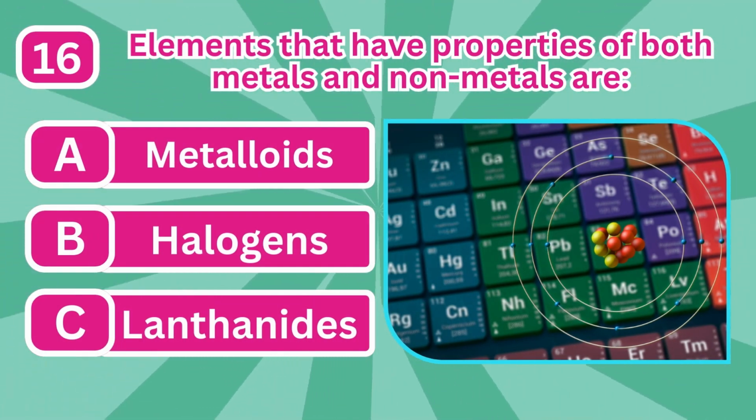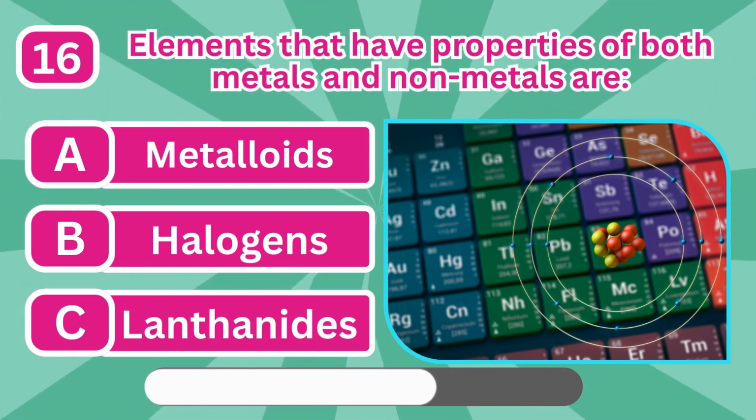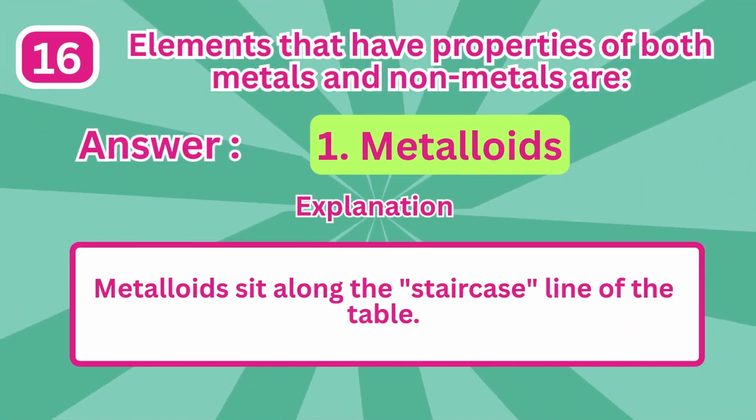Elements that have properties of both metals and nonmetals are... One. Metalloids. Metalloids sit along the staircase line of the table.